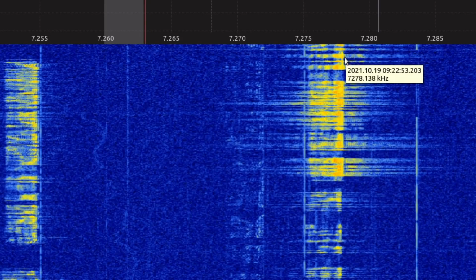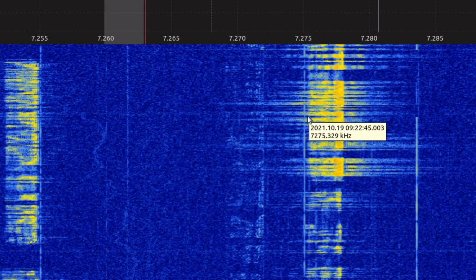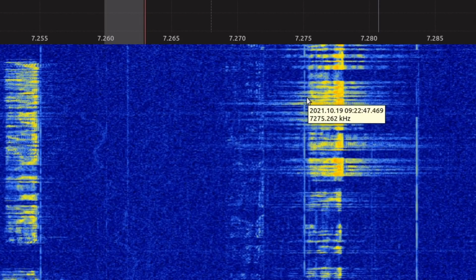Now, the carrier point would be right about here, 7278. 7278 would be about where their carrier is. And over here we can see where his filter is. You can sort of see where most of the energy stops right here, and that is at 7275. So that's 3 kilohertz. He's 3 kilohertz wide, which is okay. You can go up to about 3 kilohertz as long as your signal is clean. But you can see these sparks of noise and garbage that he's throwing out.